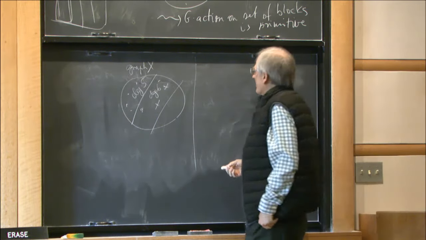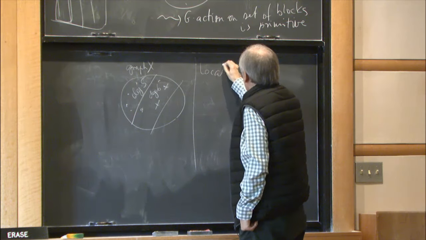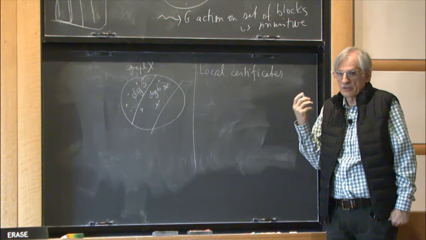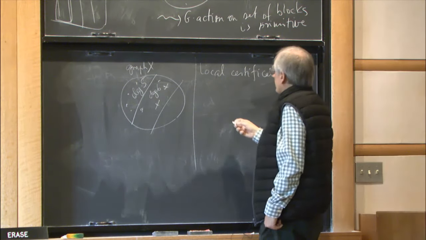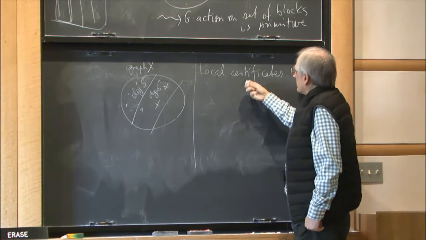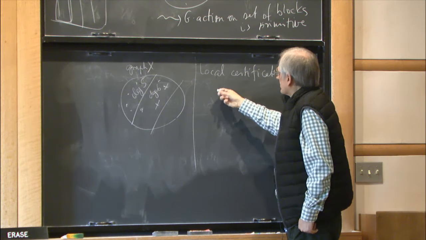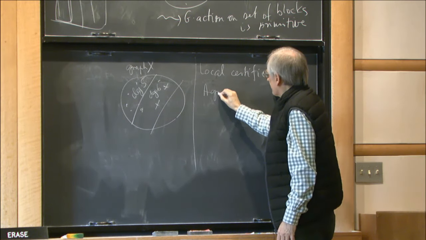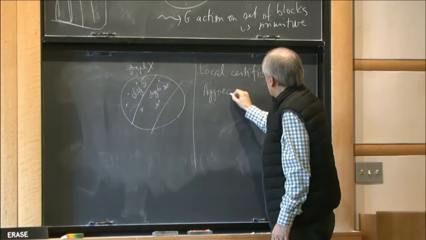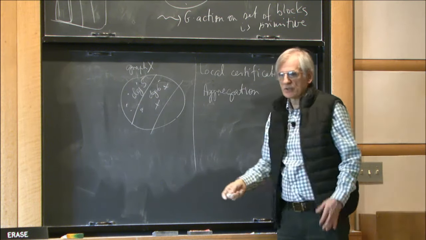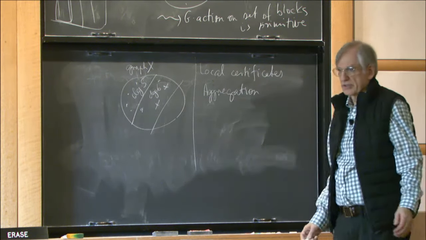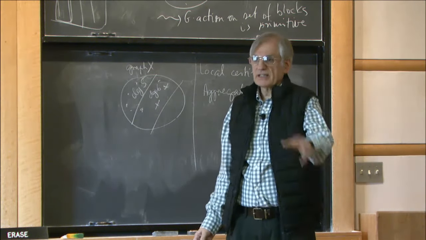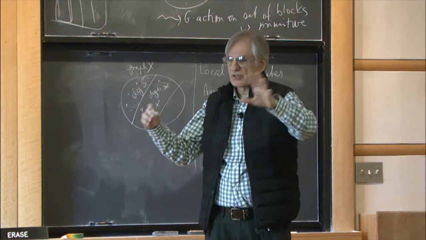So first of all, local certificates. That's a group theoretic algorithm. The result is that we get local certificates, and then comes the aggregation. How do we create something global out of those local certificates? One of the possible outcomes is that we get a canonical k-ary relation where k is logarithmic.